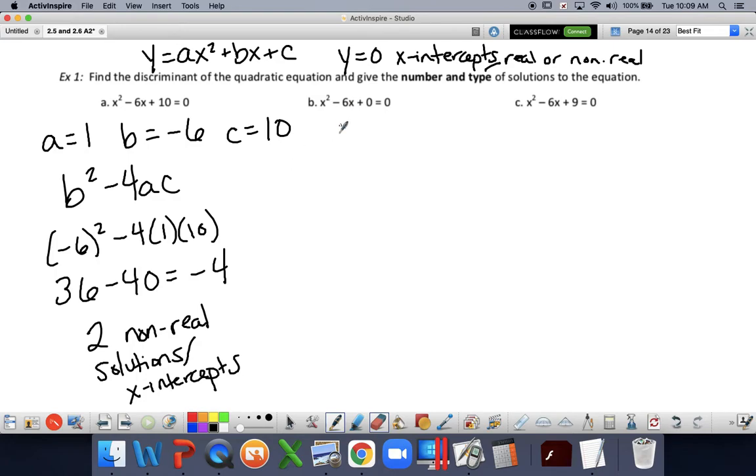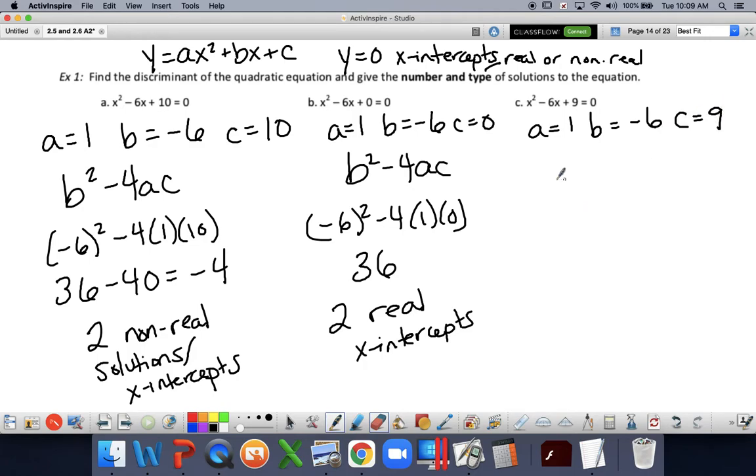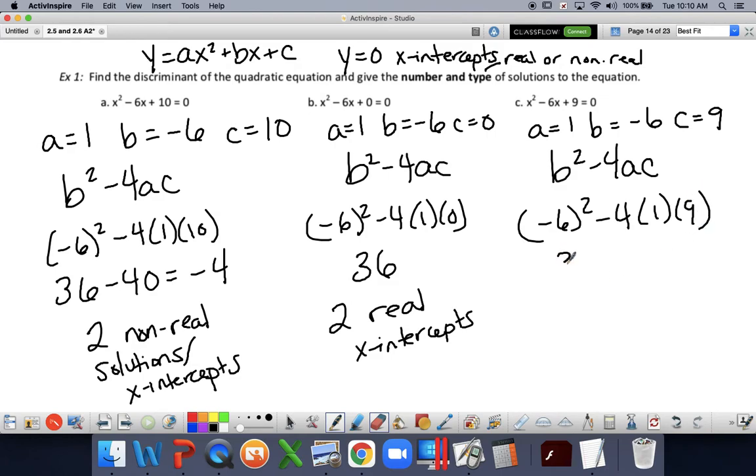Looking at our next example, my a value is equal to 1, my b is negative 6, and my c is 0. So I'm going to calculate b squared minus 4ac. I get out positive 36, so that means I have 2 real x-intercepts. I have 2 real solutions. And then on our last example, I have a is equal to 1, b is negative 6, c is 9. So when I calculate my b squared minus 4ac, I get 36 minus 36, which is 0, so I have one real solution, or one real x-intercept.